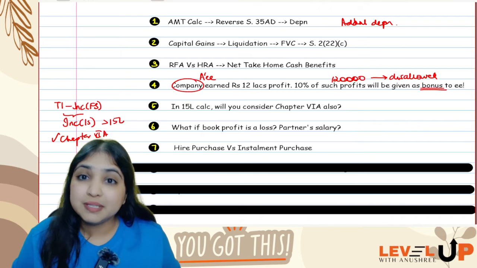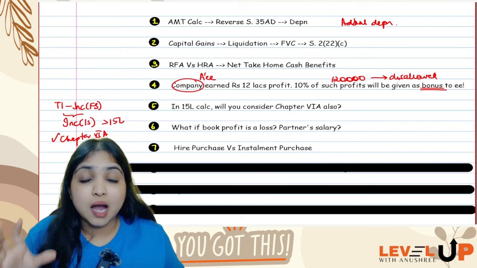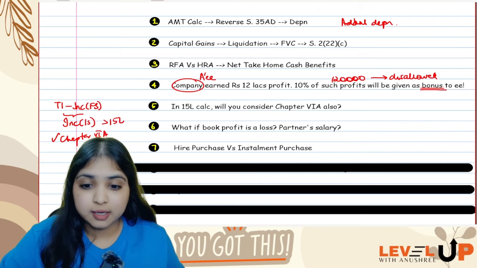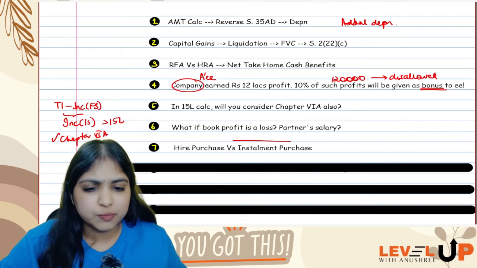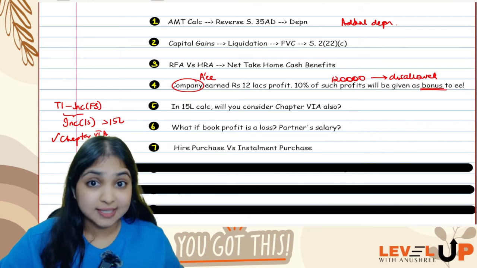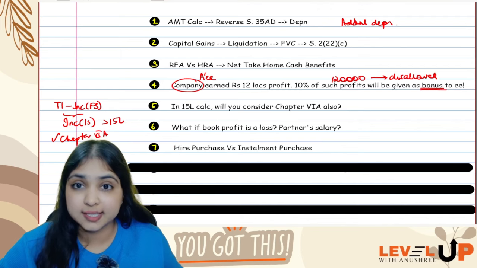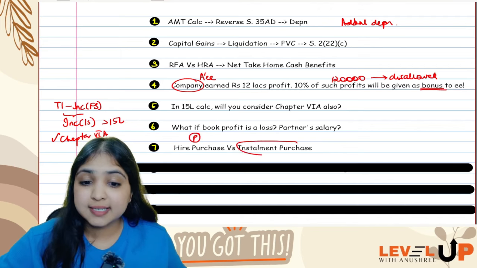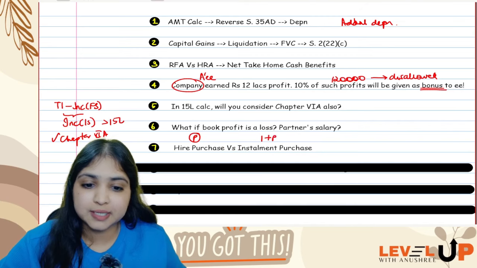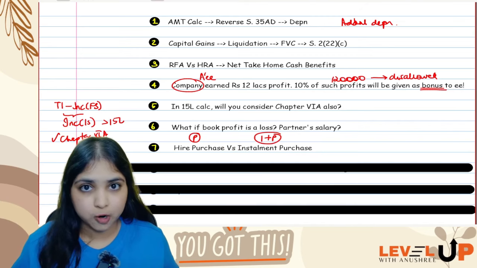Then comes question number 7. Do you know what is the amount that should be added to the block in case the asset was purchased by a hire purchase or if it was purchased under an installment purchase? That is, do you know that in hire purchase cases, only the principal component enters the block, whereas in installment purchase, the interest and principal, both the components enter the block.